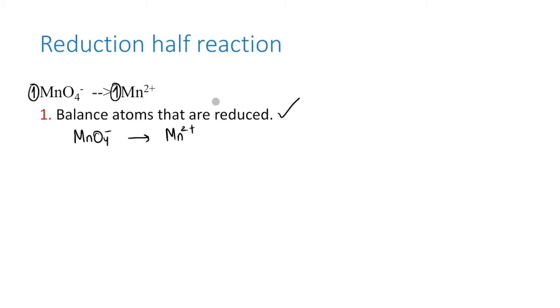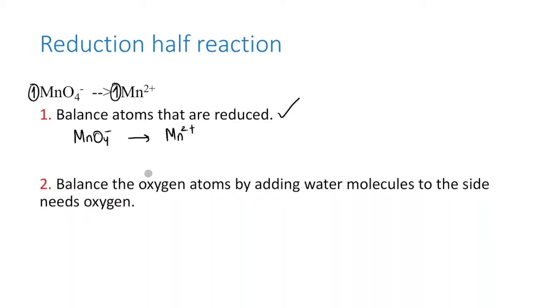Okay. The second step is we need to balance the oxygen atoms by adding water molecules, H2O, to the side that needs oxygen. Here we have MnO4 minus, it's becoming Mn2 plus. We need to balance the oxygen atoms. We need to add water molecules. We balance the oxygen atoms by adding water molecules to the side that needs oxygen, which means the right hand side, right?